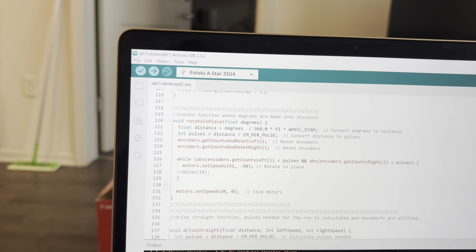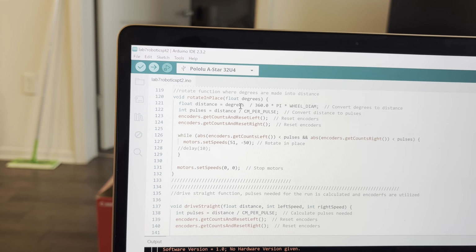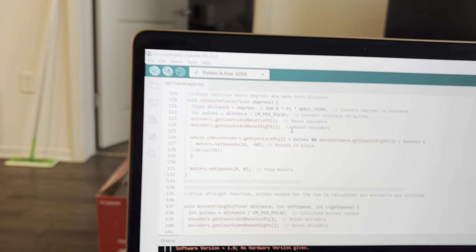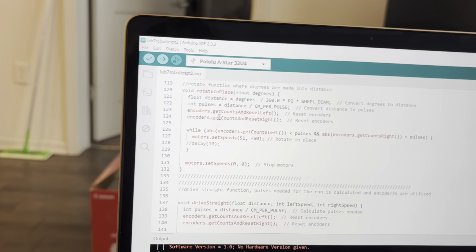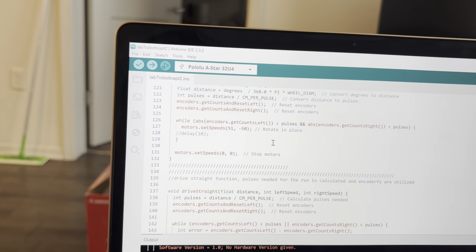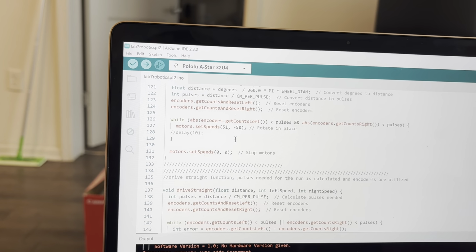This is to convert degrees into distance. So I have my degrees divided by 360 times pi times the wheel diameter to get the distance, and then pulses, resetting the encoders, and then setting my motor speeds.